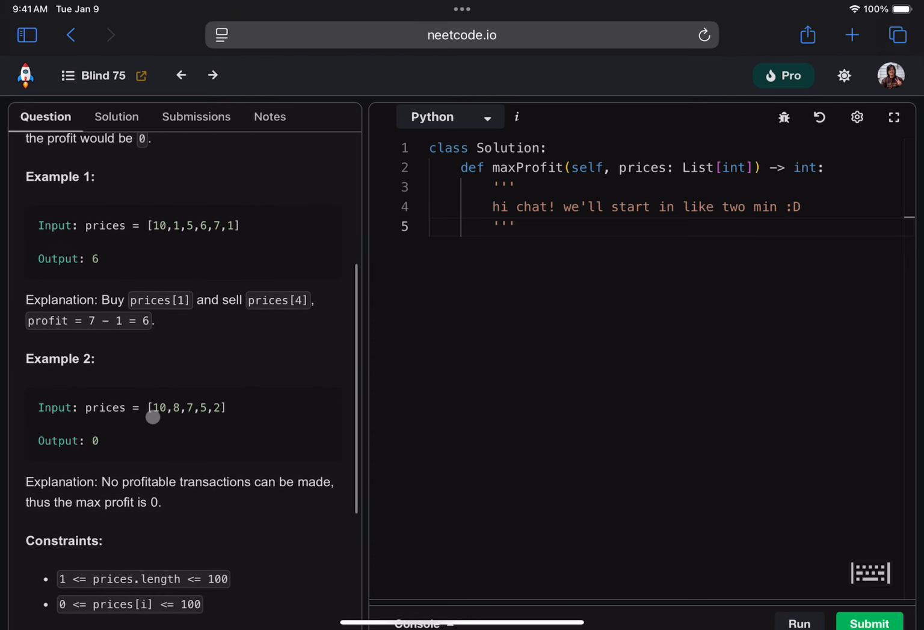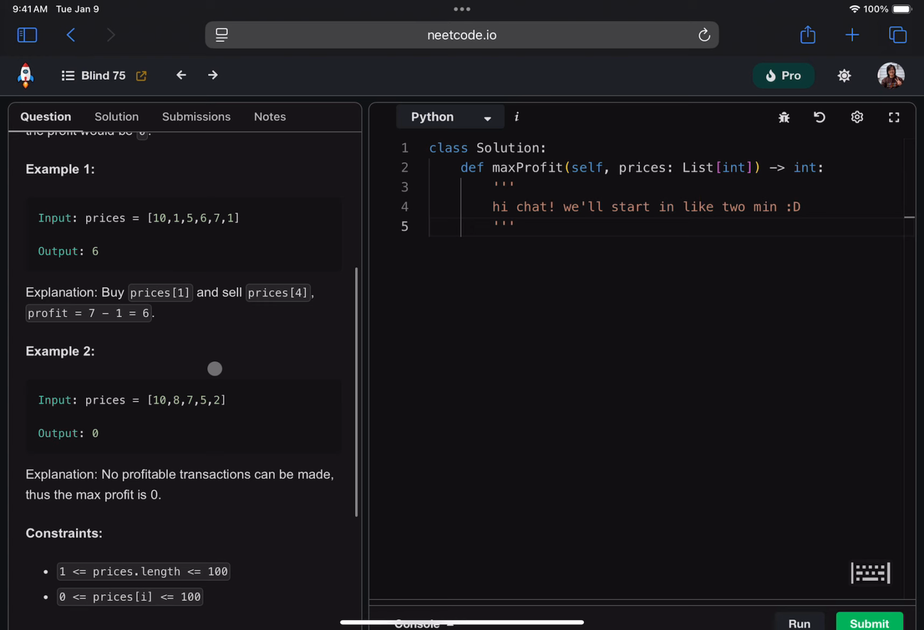Okay, so in the first example, prices gives us this array 10, 1, 5, 6, 7, 1, and the output is 6. In this case, we can just look at it and try some combinations, and it's pretty quick. The optimal way is to buy at 1, which is the lowest price early on, and then to sell at 7, which is a high price that occurs later. That gives us a profit of 6, and that is the highest possible profit we can make. Again, we'll dig into how we can figure that out programmatically, but clearly when you look at this one, it kind of makes sense, right?